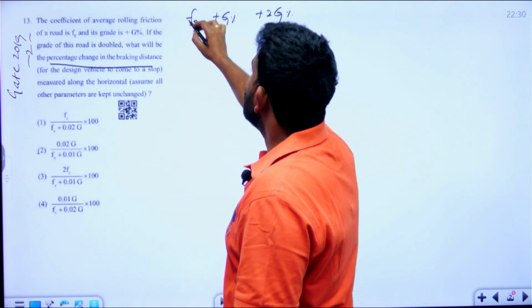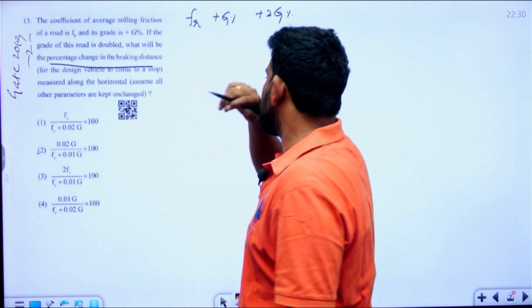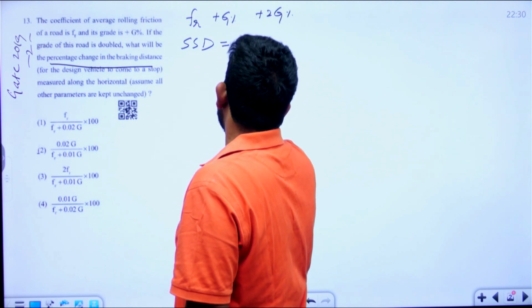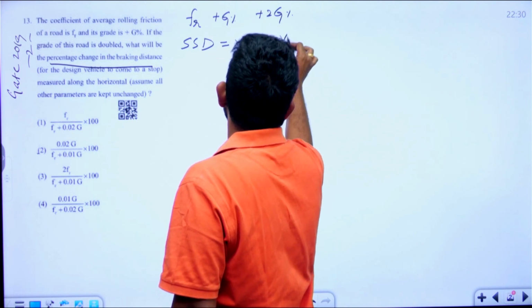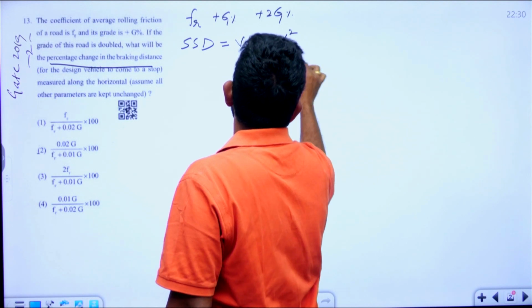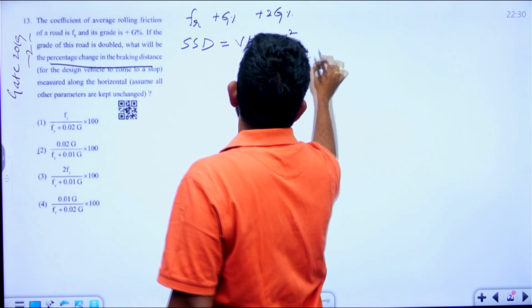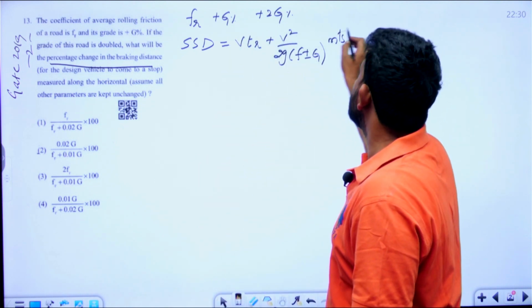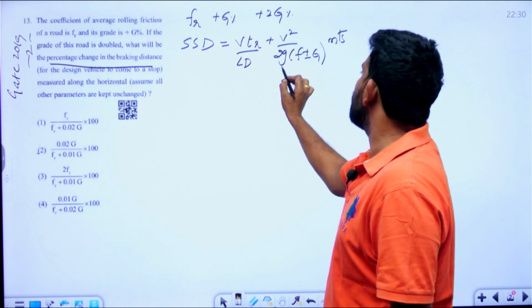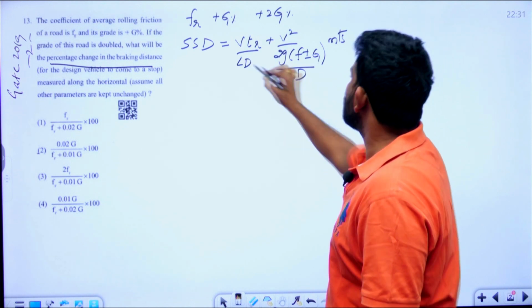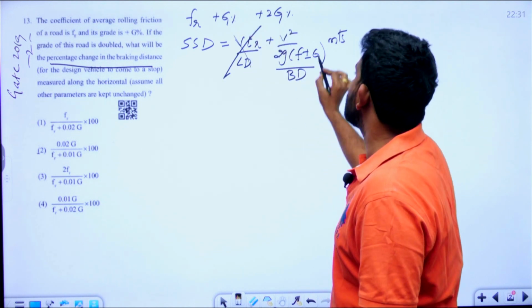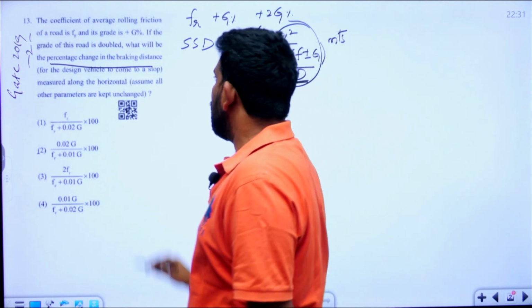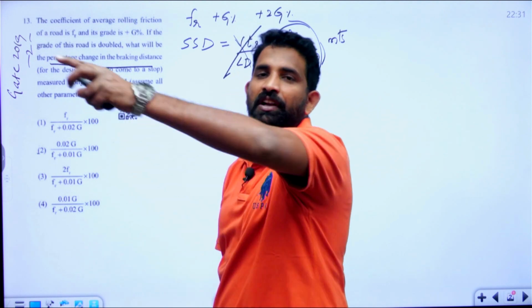Generally, the formula for the stopping sight distance when the grade is provided is VT plus V square upon 2g into f plus or minus G, because here the grade is given as G%. The result will be in meters, where this first term is the lag distance. The question is not about the lag distance, it's about the braking distance. So we are going to consider only the braking distance, and for that we need to apply the condition of percentage change.